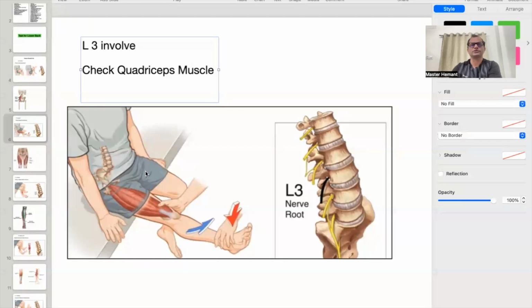What we are telling the person, extend your knee. And we are pushing it downward. The person is pushing the leg upward.